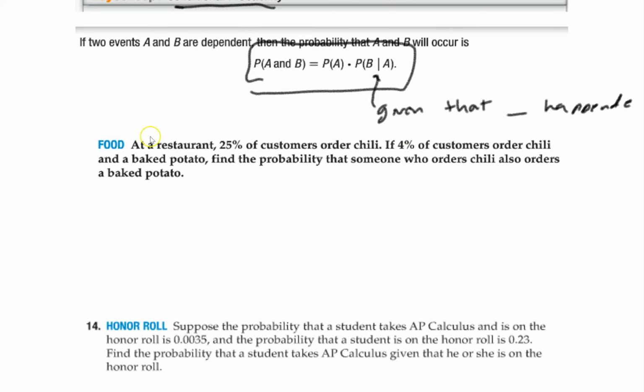So this first example. At a restaurant, 25% of customers order chili. 4% of customers order chili and a baked potato. Find probability that someone orders chili and also orders a baked potato. So what they're saying is, find probability that if someone orders chili, they also order a baked potato. So what's the probability of potato given that someone orders chili?